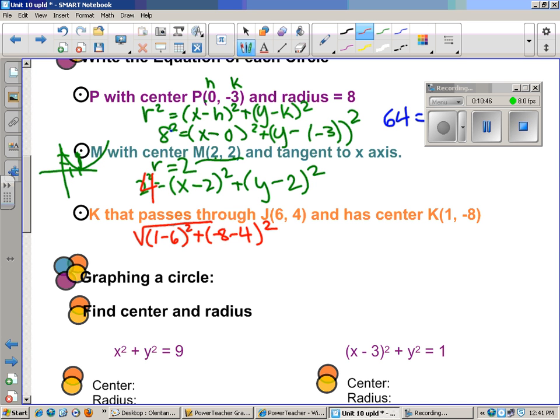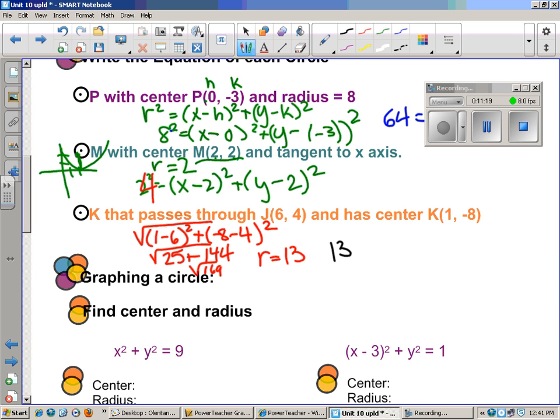1 minus 6 is negative 5. Negative 5 squared is 25. Negative 8 minus 4 is negative 12. Negative 12 squared is 144. So 25 plus 144 is 169. And the square root of 169 is 13. So now I know r, and I know the center, so I can plug it into my equation.